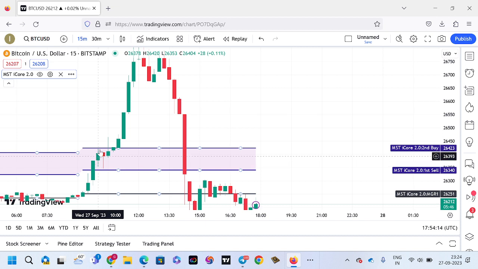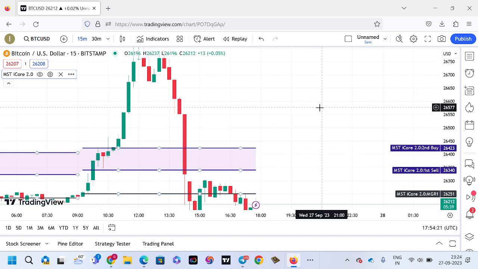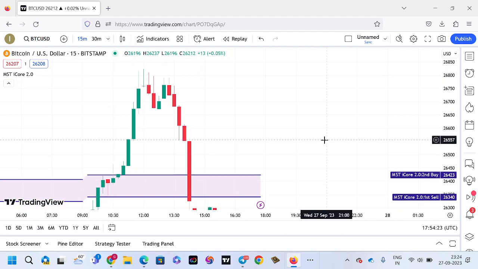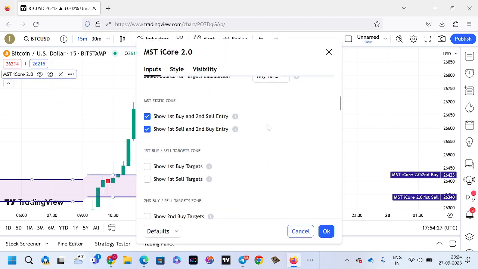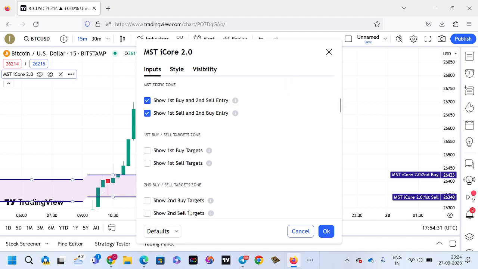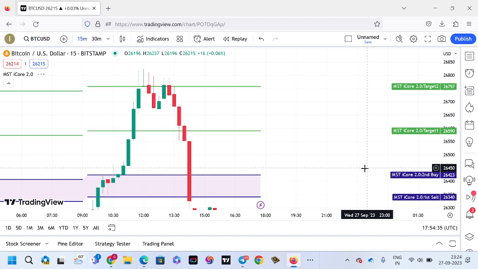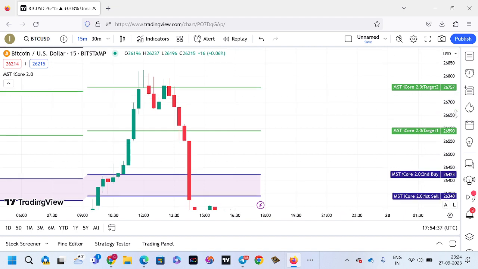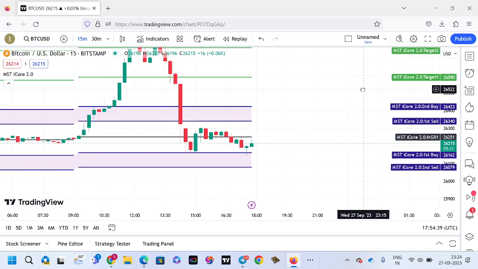See here this high, here buy is not activated, here SL not hit, here only buy activated, all the targets hit. Is it clear? Whichever targets you want to keep, tiny targets or small targets, you can trade that. So our trading system is very simple, very simple. If SL hit, reversal entry, that's all, nothing else.